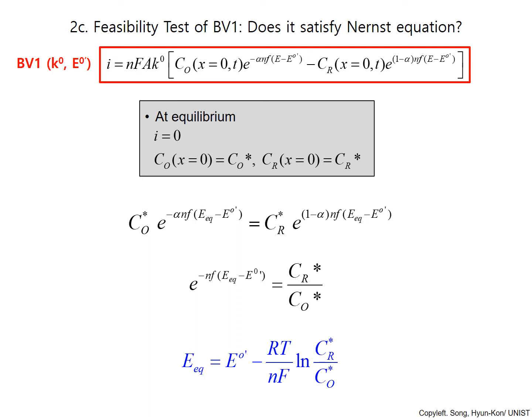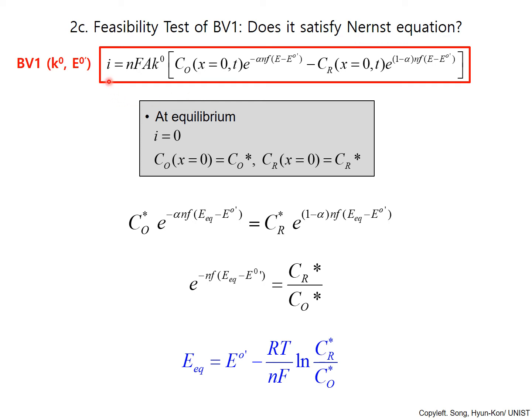We have a single equation for the thermodynamics in the electrochemistry world. What is that? That is the Nernst equation. The Butler-Volmer equation is the kinetic equation, and any kinetic equation should satisfy the thermodynamics. So, at equilibrium, the Butler-Volmer equation should be converted to the Nernst equation. Let me check it.